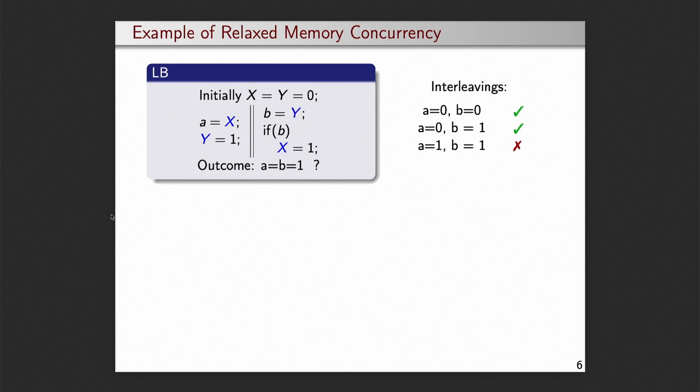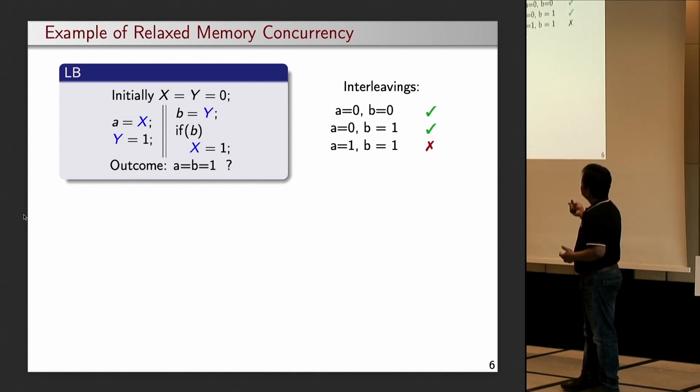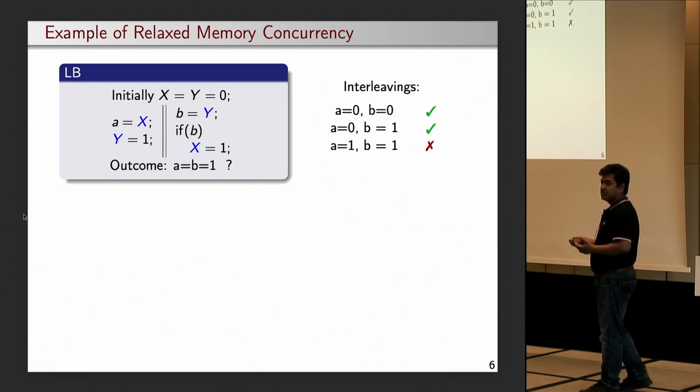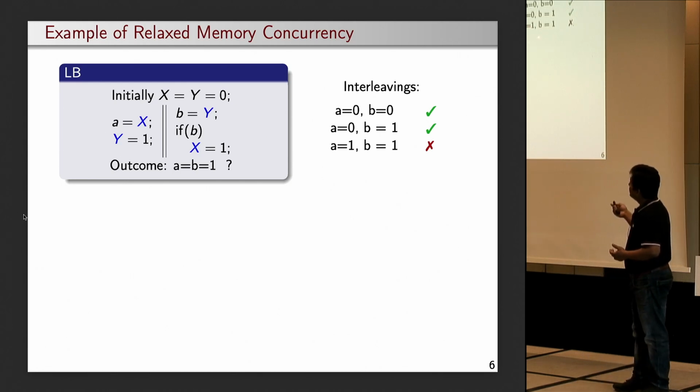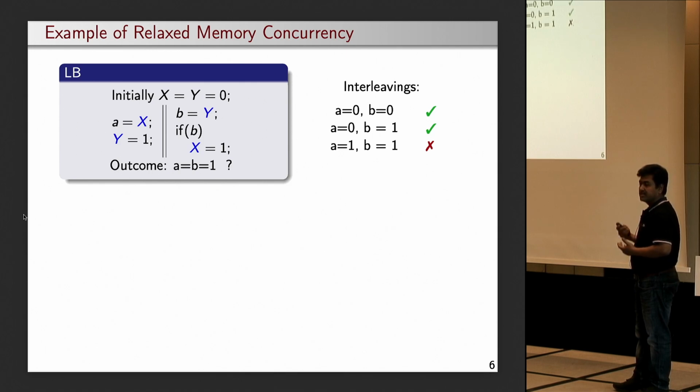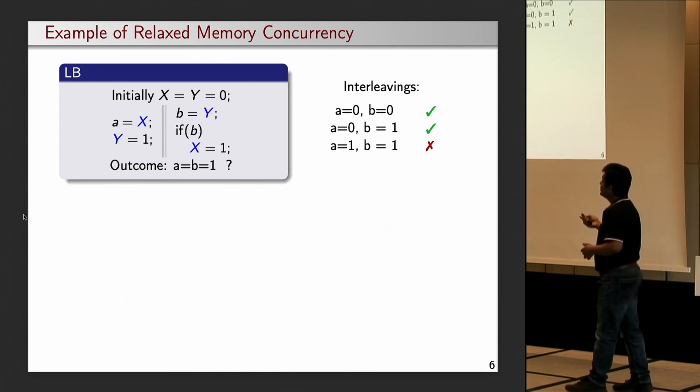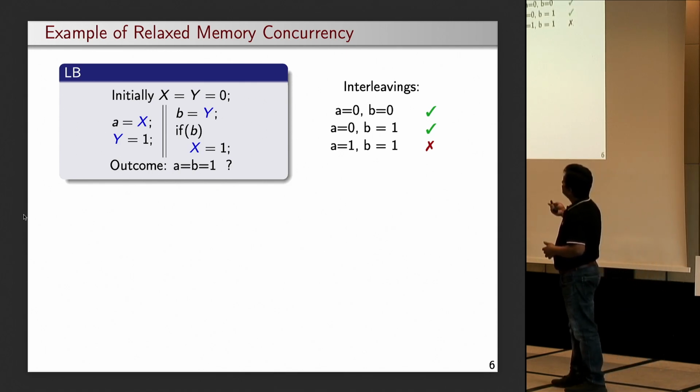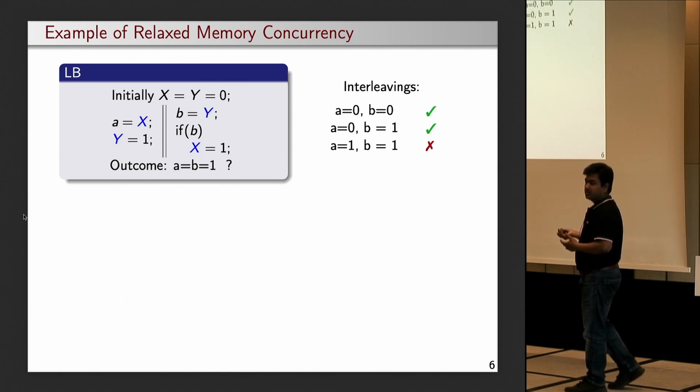But if we look at this program, in no interleaving can we get both a equal to 1 and b equal to 1 as an outcome. Because a equal to 1 means x equal to 1 has to be executed, which is not possible unless y equal to 1 has been executed.